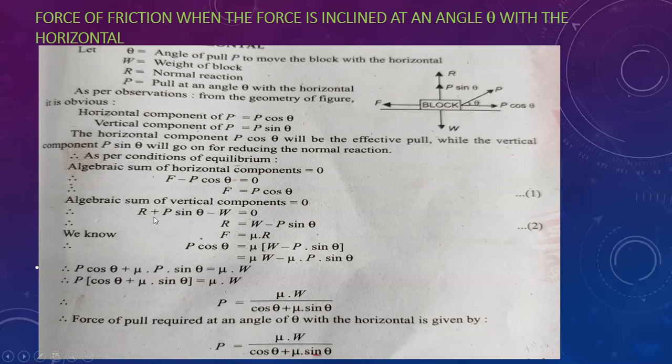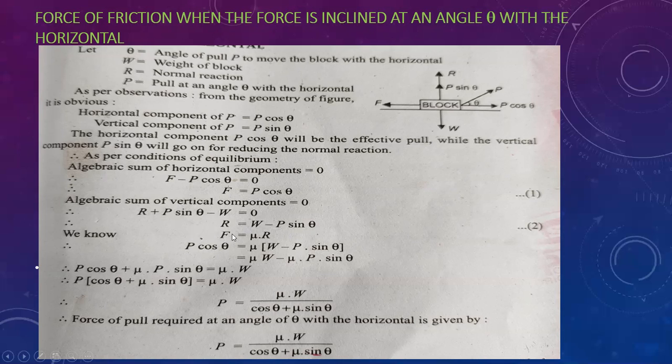We want one equation in terms of R. So we can move P sin theta and W to the right side. W will become plus W, and P sin theta will become minus P sin theta. So R will be equal to W minus P sin theta.